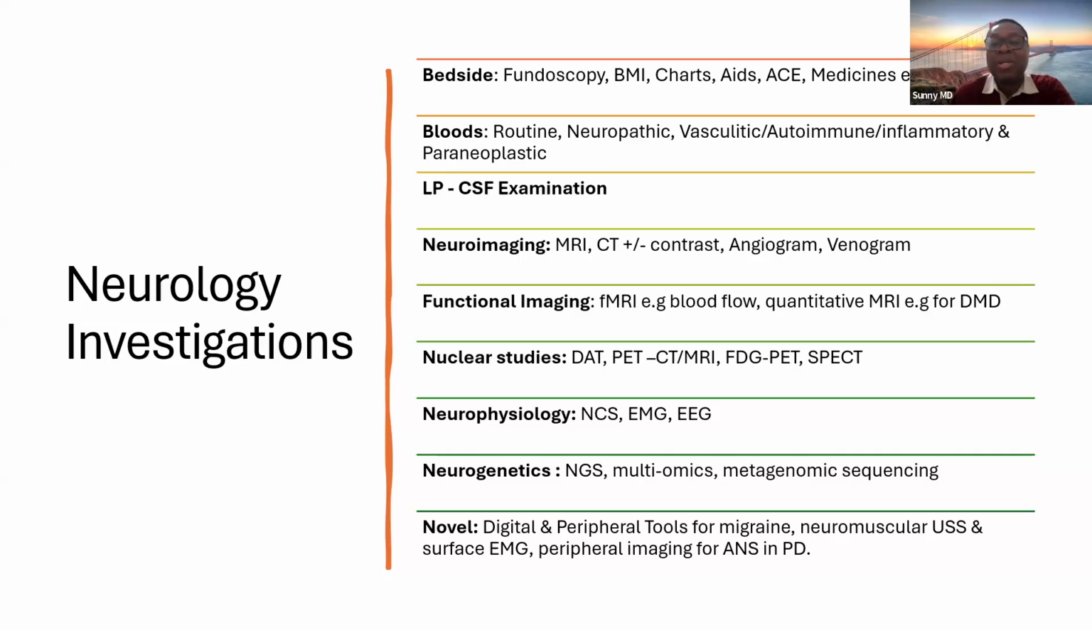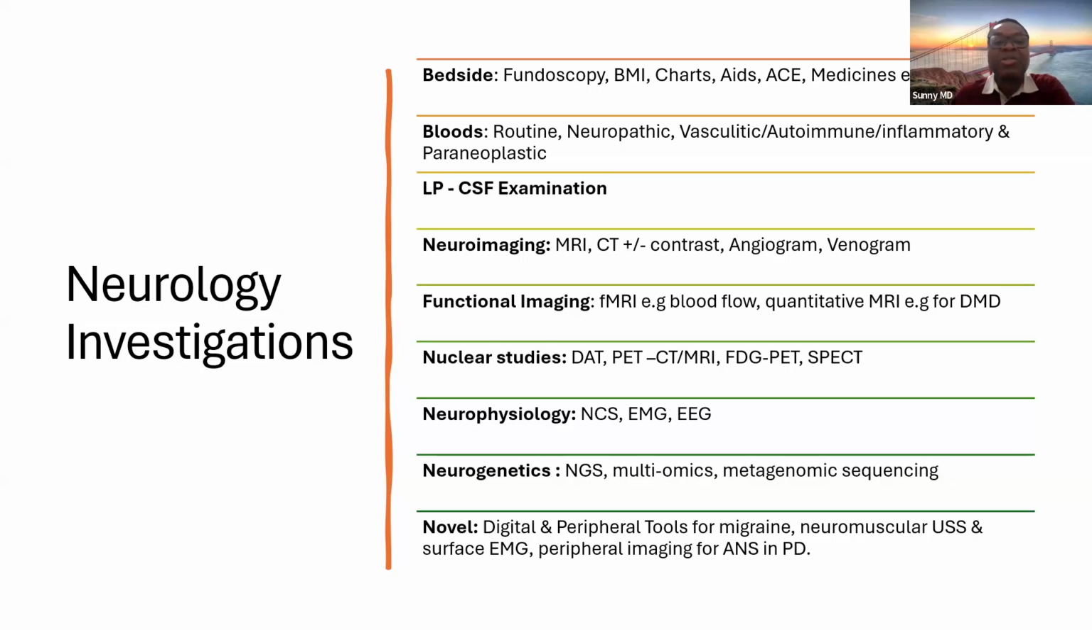And nuclear studies. I'm sure you're familiar with the scan for Parkinsonism, and there are others as well: FDG-PET and SPECT. These are all nuclear studies. Neurophysiology, fondly called electrics: nerve conduction studies, electromyography, and electroencephalography, EEG, for investigating seizures.